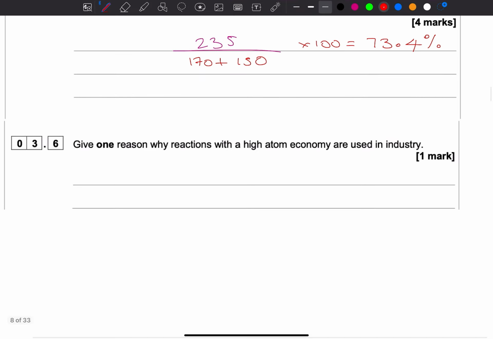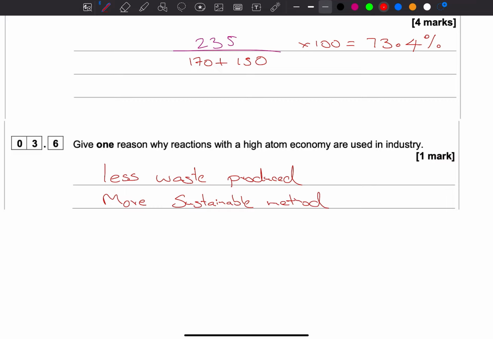Okay, one reason why a high atom economy is used is because there is less waste produced. It's more sustainable. Sustainable method. Okay, you could say raw materials are conserved.